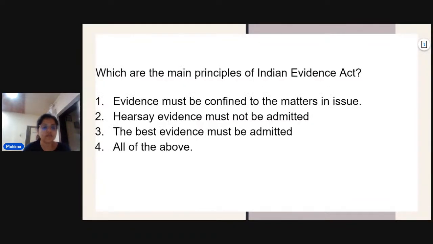Let's move ahead. What are the main principles of Indian Evidence Act? Evidence must be confined to matters in issue. Hearsay evidence must not be admitted. The best evidence must be admitted. All of the above.